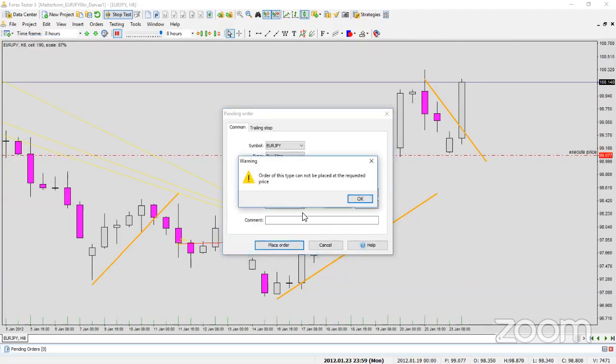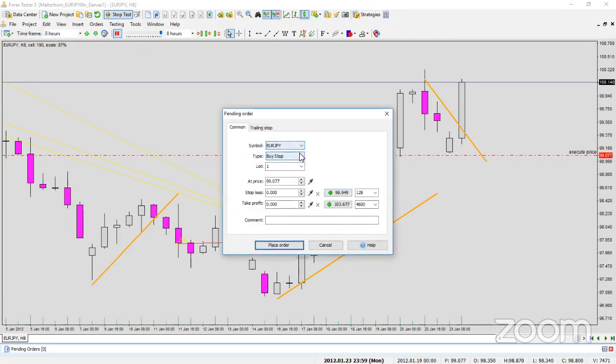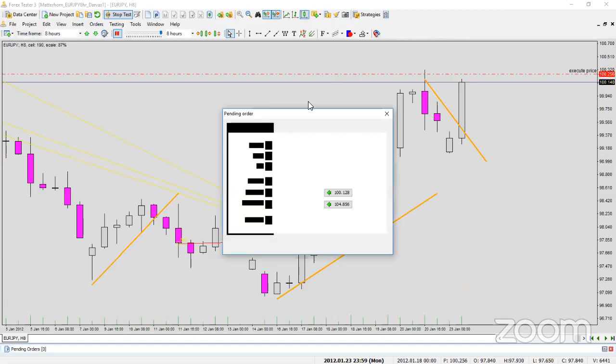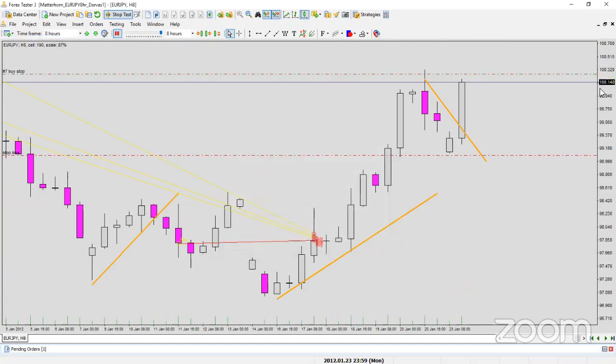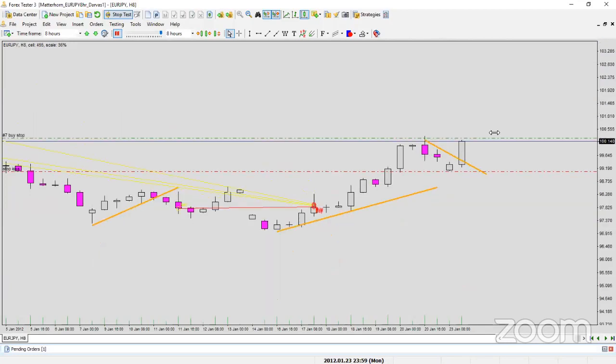Okay, place... oh. Whoops, I did the wrong... stop loss should be down there. Okay, there we go. So you've got 116 pips of risk on the Euro Yen 8-hour chart, that's not a lot at all.